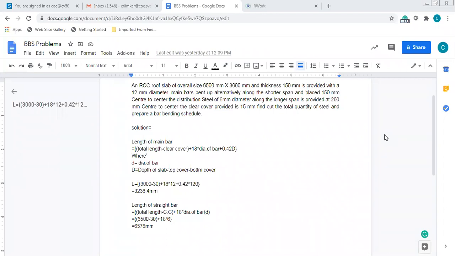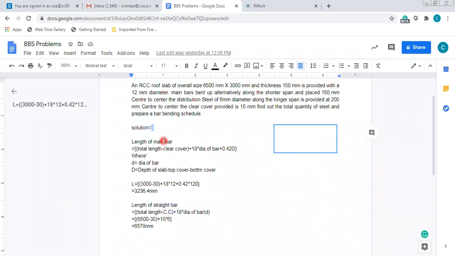Now, as far as this particular plan is considered, again I will draw the plan for you, a simple plan. From this point to this point, the length is 6500 mm, that is our longer span, and from this point to this point, this is our shorter span. Yesterday we have drawn the diagram also. So main bars are arranged with respect to the shorter span, like this, and these are your distribution bars in the horizontal direction. So at first we have to calculate the length of main bar.